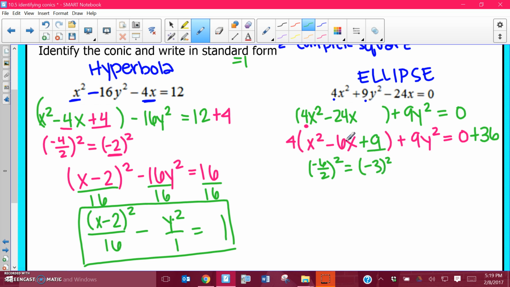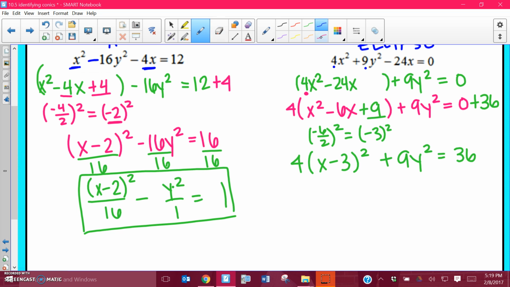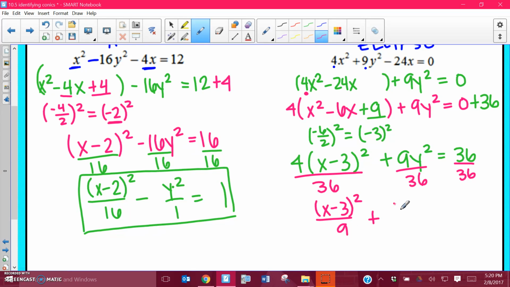Okay? So now I complete that square. So I'm going to factor it. This should be x minus 3 squared plus 9y squared equals 36. Remember, your last step is to make sure that the other side equals 1, especially if it's an ellipse, which it is, ellipse or hyperbola. So I divide by 36, 36. And you're going to notice that these things cancel out. 4 over 36 cancels to be 1 over 9, which means that this is going to be over 4, and that equals 1. Okay, now I'm in standard form.